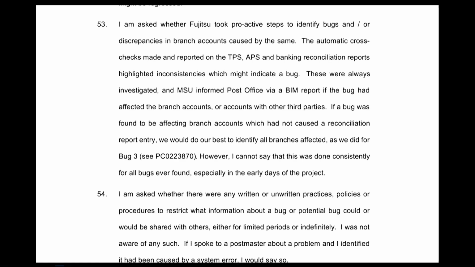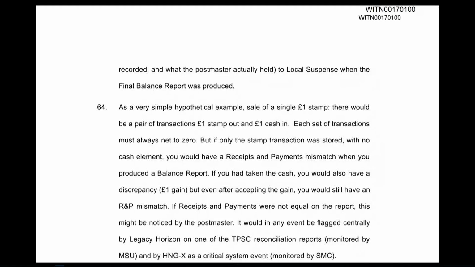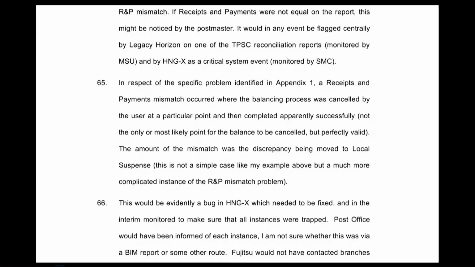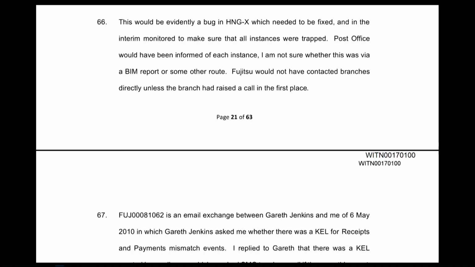And in paragraph 66, which is on page 21, this is in the middle of dealing with bug 1, the receipts and payments mismatch bug. At the second line in paragraph 66, you say, "Post Office would have been informed of each instance. I'm not sure whether this was via a BIM report or some other route. Fujitsu would not have contacted branches directly unless the branch had raised the call in the first place."